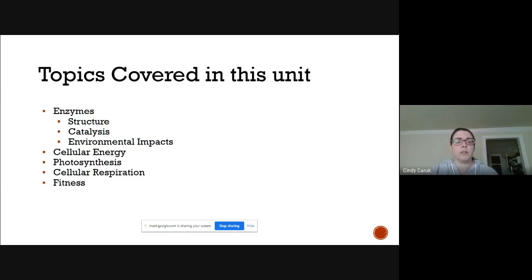Then we're doing cellular energy. That's about ATP and coupled reactions, photosynthesis. And we did a lab on that. If you remember, we did the leaf disk lab. So we looked at different environmental factors that affected photosynthesis, and then cell respiration we also did a lab on, and that was the different types of seeds, germinating versus non-germinating, or temperature. And then the last part that is in the curriculum guide is fitness.